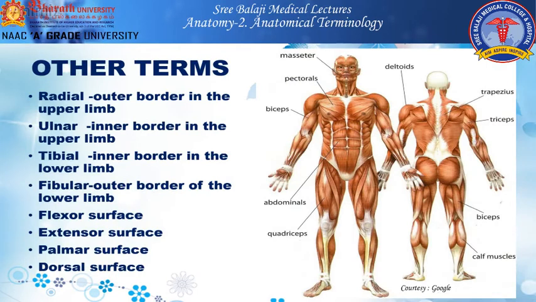Other terminology: in the upper limb, radial is the outer border, whereas ulnar is the inner border. In the lower limb, tibial is the inner border and fibular is the outer border. All these terms tell you where the border is. In the limb, the surfaces you have to know are the flexor surface, extensor surface, palmar surface and dorsal surface. We'll come to each one in detail.